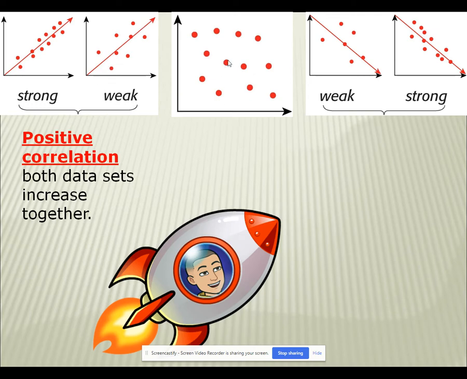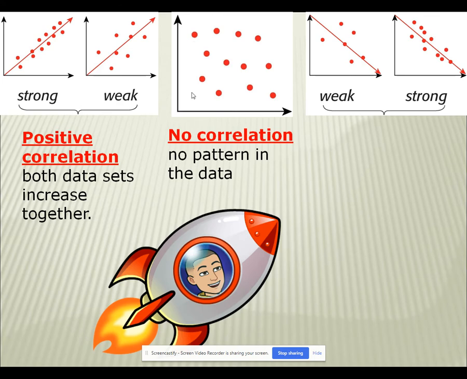Then compare that to the middle graph. Does it look like the dots are going up? Does it look like they're going down? No, they're just scattered around everywhere. So that's no correlation. There's no pattern. No correlation, no relationship, no association. Remember, those are all the same thing. So there's no relationship there.